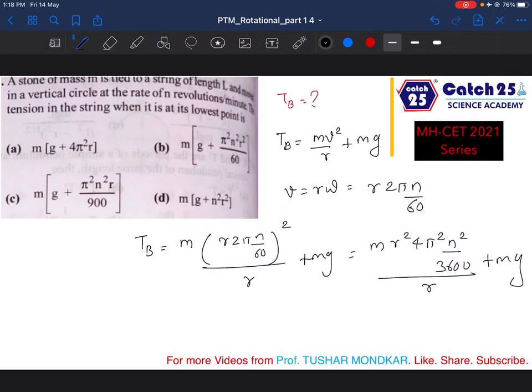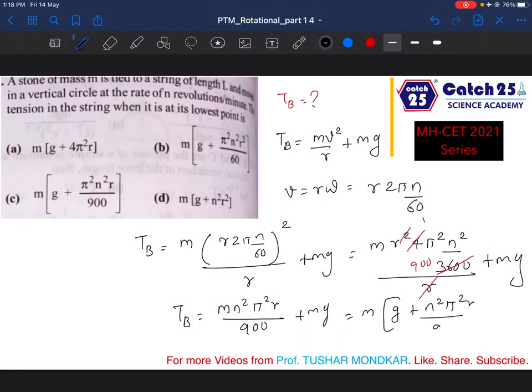Okay, now see the cancellation. You can cancel 1 r, so that can be cancelled. Then 4 ones are, and this one will be 900. I can clearly see that this will be the answer, but still let us modify it further. So I will get tension at bottom equals m n square pi square r upon 900 plus mg. So in the next step, you can take m common, and you get g plus n square pi square r upon 900 as the final answer. So C is the final answer.